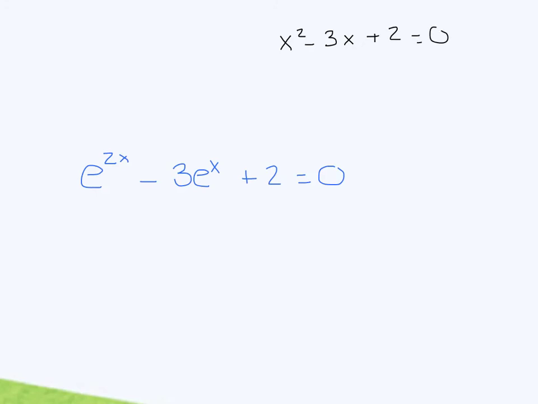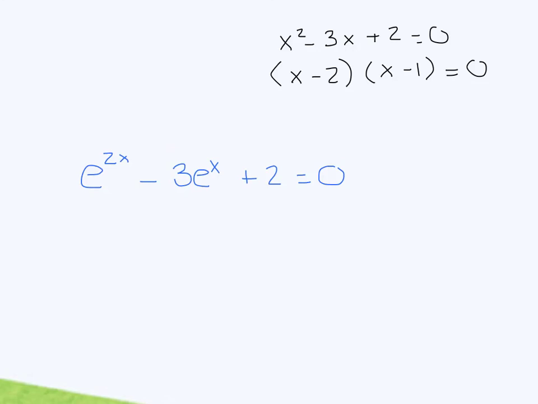I want to talk about one more type of problem we might run into in our homework. Let's say I have e to the power of 2x minus 3e to the power of x plus 2 equals 0. I want you to think about this problem like this. Pretend we had the following: x squared minus 3x plus 2 equals 0. Is that factorable? Yes, it is. (x minus 2)(x minus 1), and those would be the binomials.